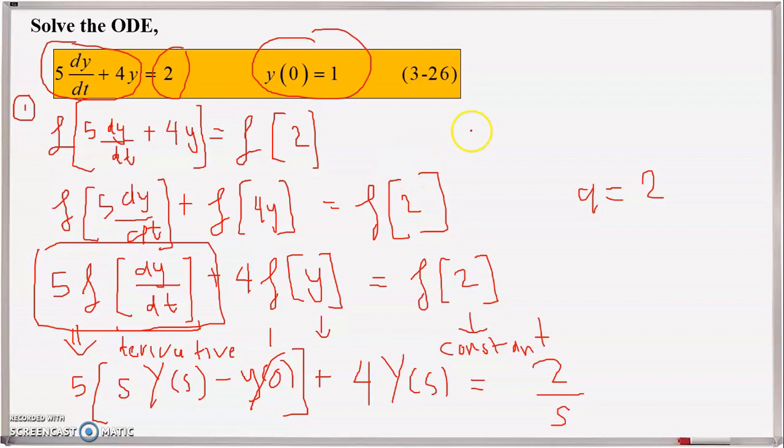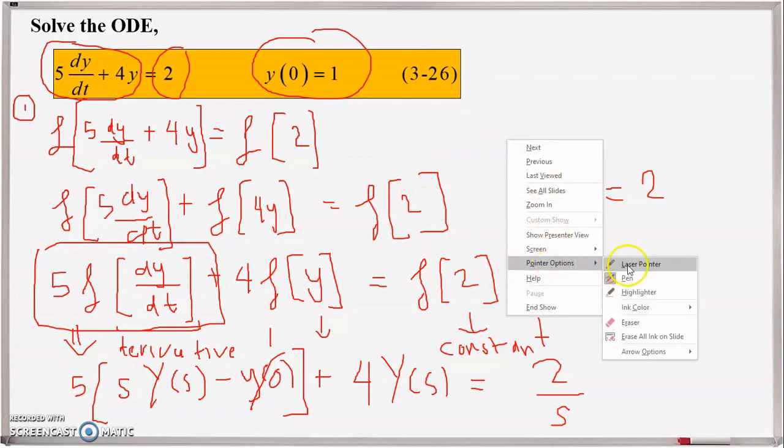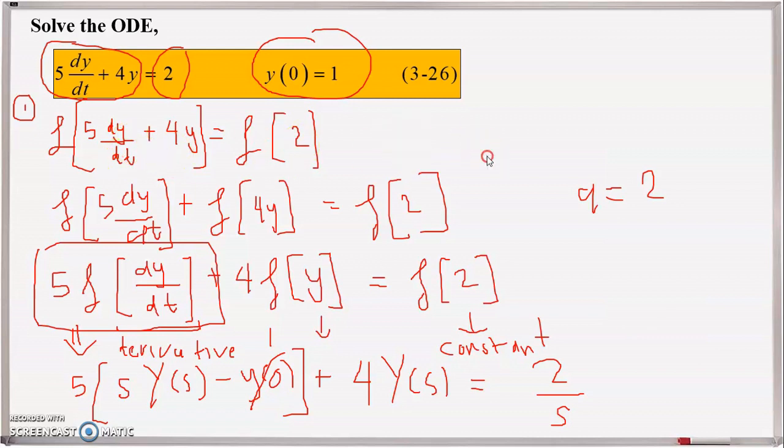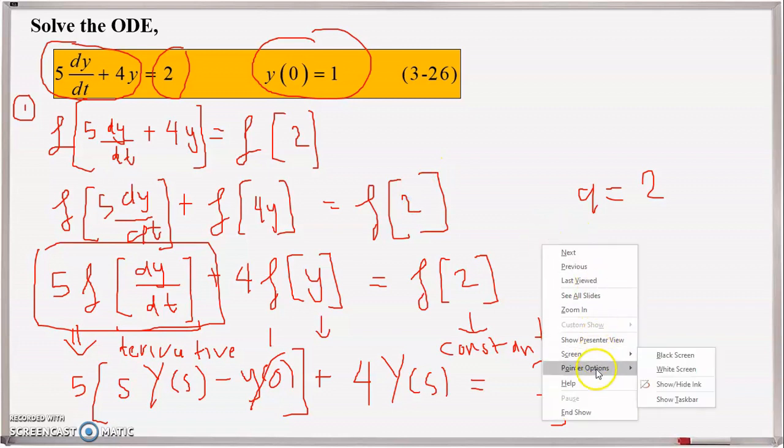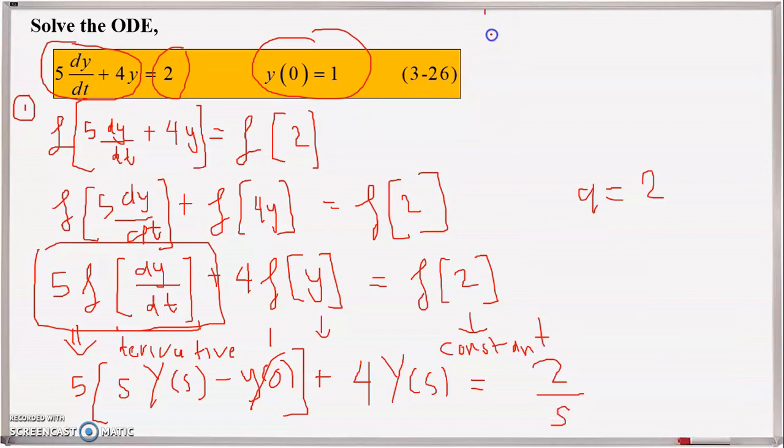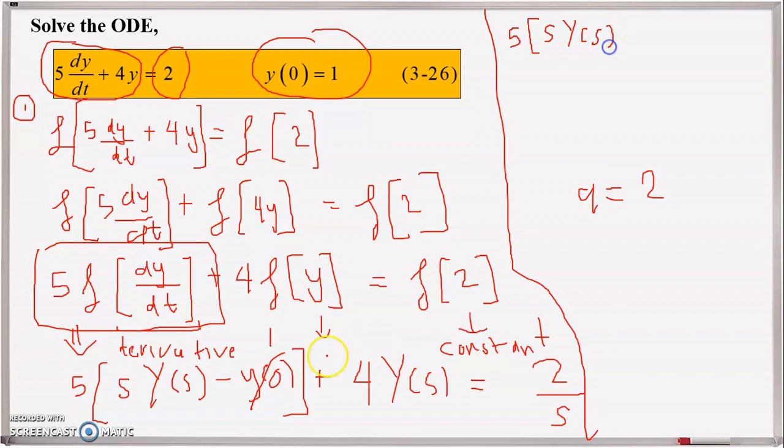So if I write again this expression, I write here. So you can simplify into 5 in the bracket s Y(s), minus 1, yeah? Minus 1, plus 4 capital Y(s) equal to 2 over s.